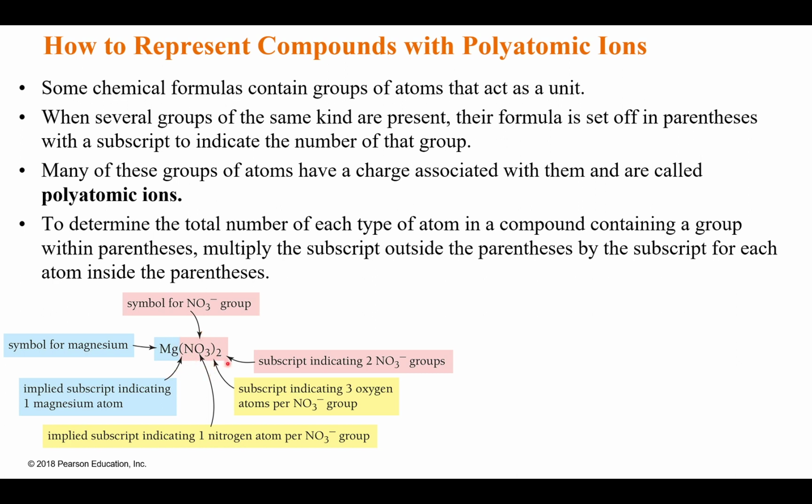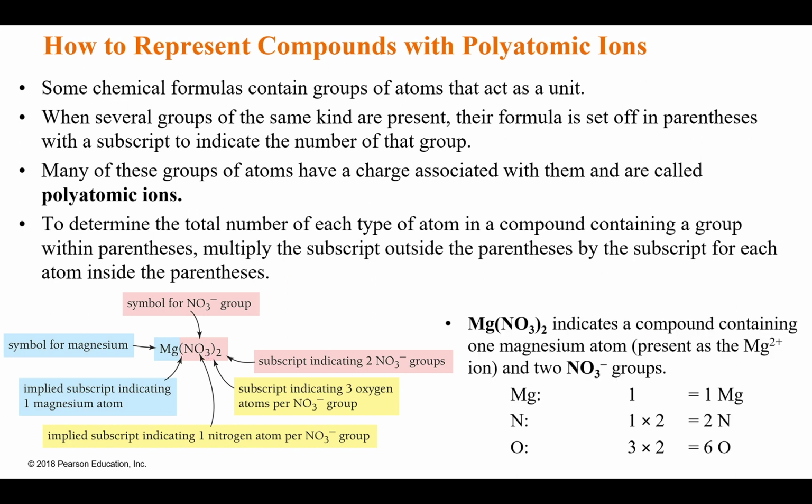Then after the parentheses, I have a subscript for the whole nitrate group. That too indicates I have 2 nitrate groups. In other words, I have 6 oxygen, since 3 times 2 gives me 6 oxygen. I have 2 times 1 nitrogen, 2 nitrogen total, and 1 magnesium. All right, now your turn.